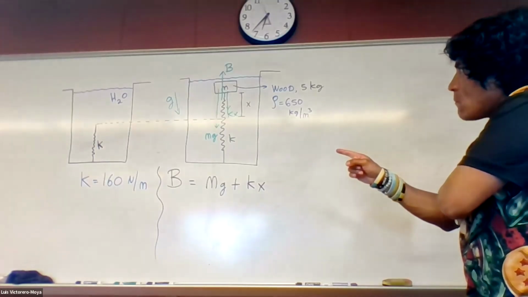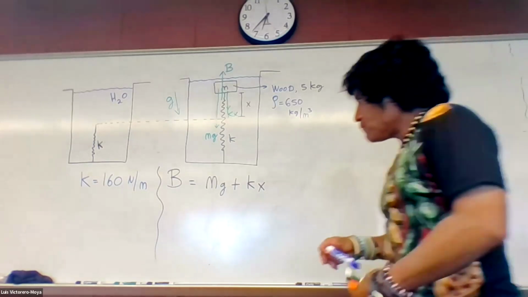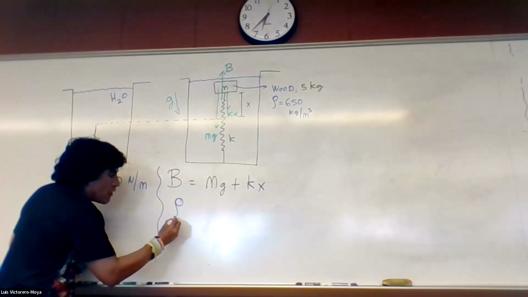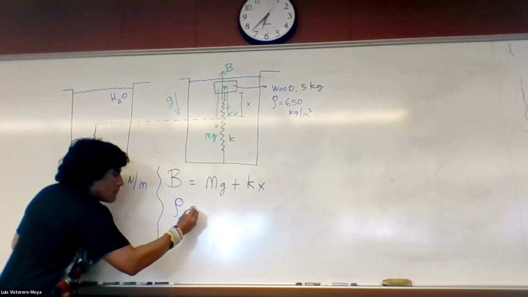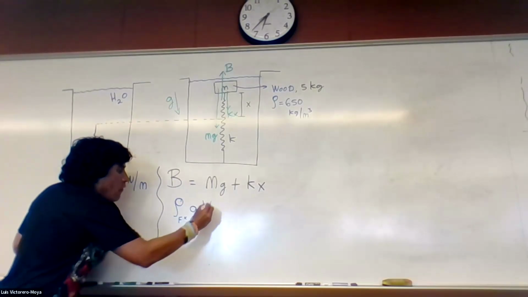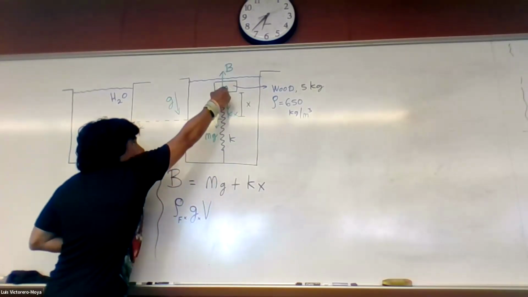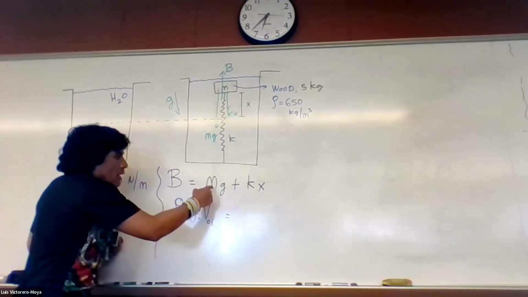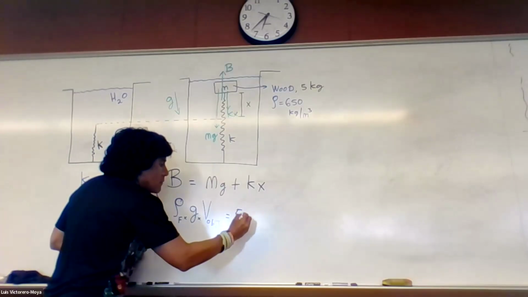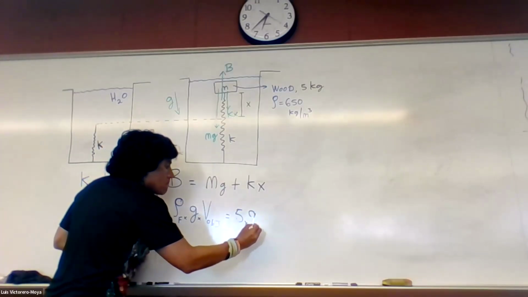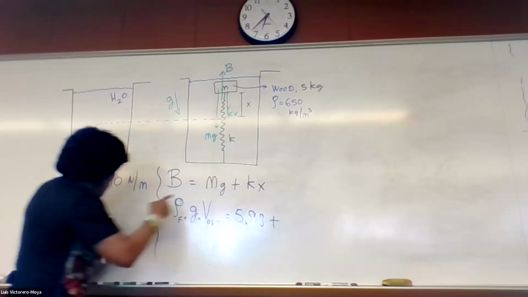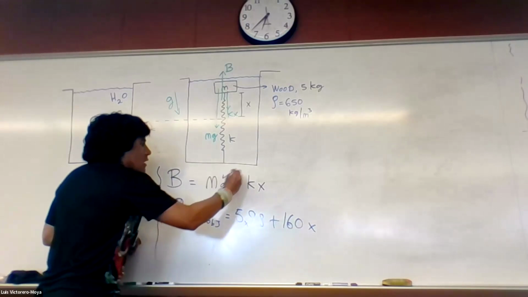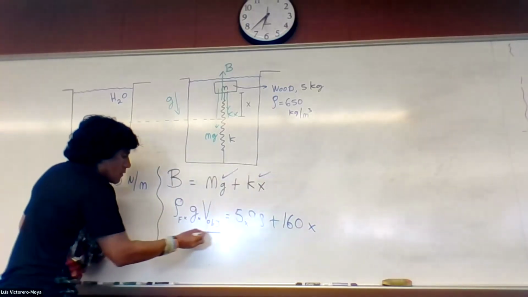Buoyancy is what? Density of the fluid times gravity, times the volume immersed. The whole wood is immersed, so the volume of the object. The mg is just 5 times gravity. And kx is 160x. So this part of the equation is this.